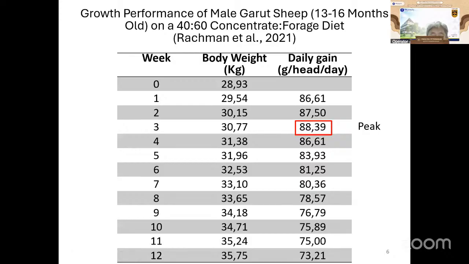During the growth period, the highest daily gain is reached at age 30 months and 3 weeks old. And at this time, feed efficiency utilization also reaches its peak. After that, the growth rate declines.